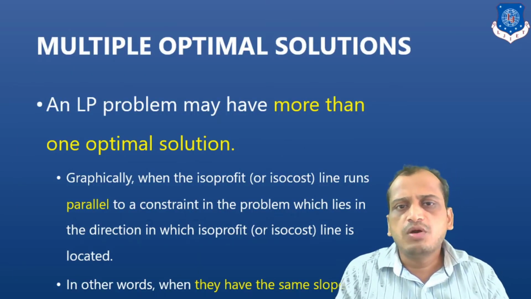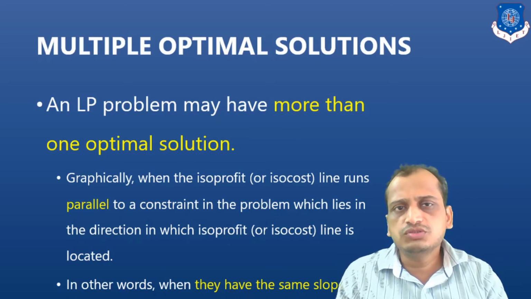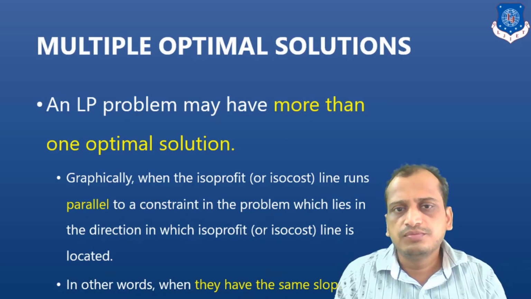Next, you have multiple optimal solutions. What do you mean by that? As the name indicates, instead of getting a unique solution, you will have multiple solutions as an optimized value. You have more than one solution.